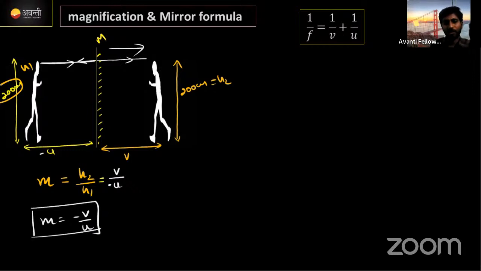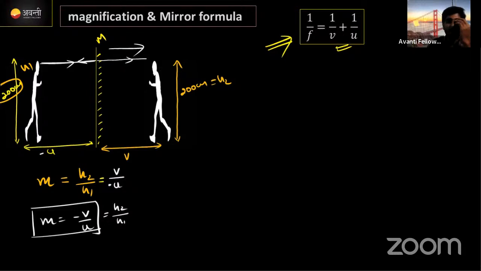This is actually magnification. This is also equal to the height of the image over the height of the object. Clear? And coming to the next one, that is the mirror formula. Actually, I'm not going to derive this mirror formula also. Mirror formula is 1 by f is equal to 1 by v plus 1 by u. Right?